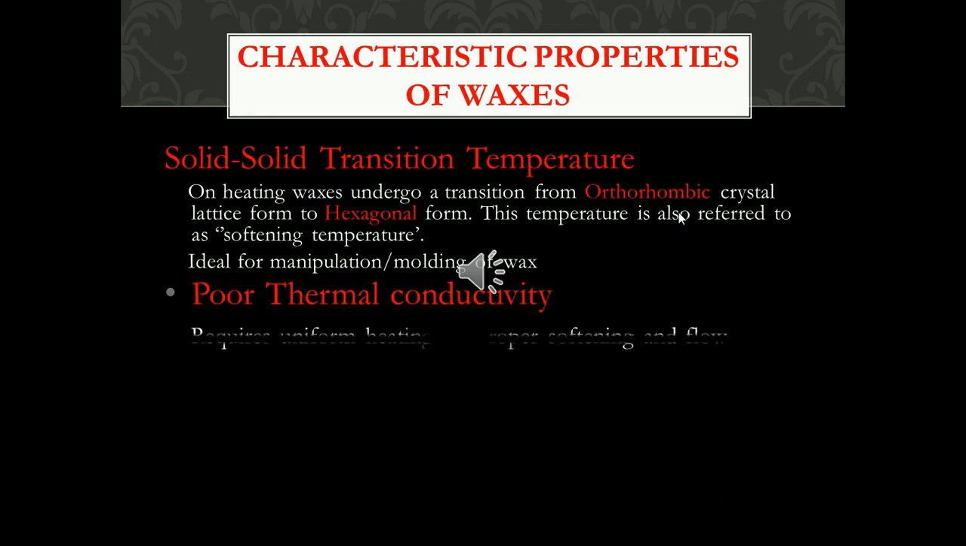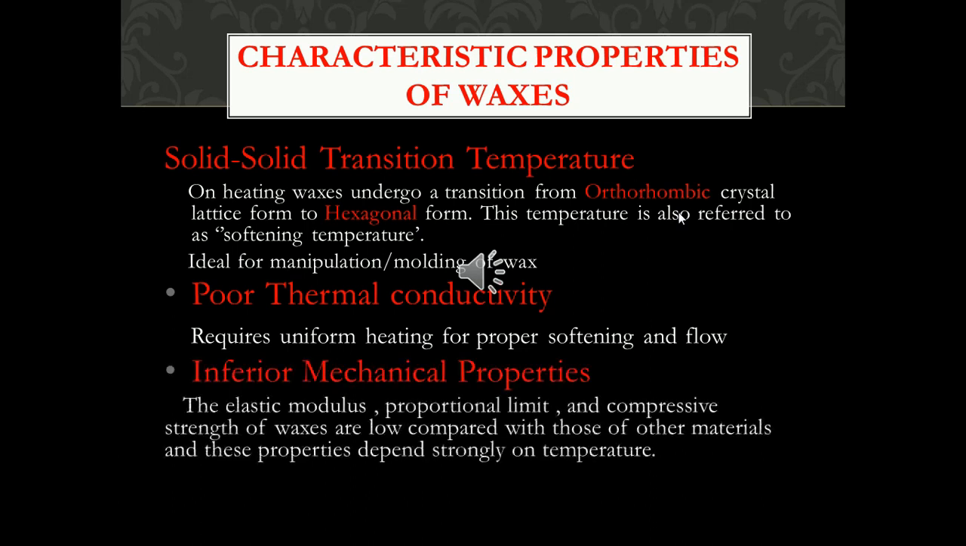Another important thermal property is that it has very poor thermal conductivity. It is an insulator, and its conductivity is very poor. Hence, you have already seen the manipulation of wax, and you must have noticed that when we are heating wax, we have to ensure uniform heating from all the sides and all the surfaces for proper softening and flow.